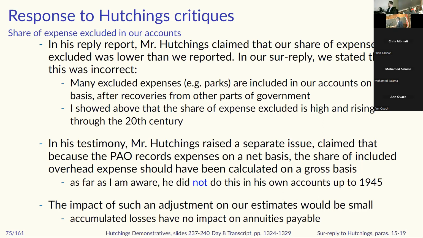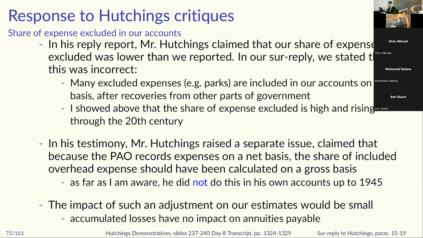So at 4:30 in the afternoon, I'm debating with myself how much time to talk about that issue, but it was newly presented in his testimony. I did not have any sense of that objection in his reply report. I also do not have any sense that when he created his own accounts prior to 1945, he did what he's suggesting here should have been done. Because of course there was some netting of expense, even in the pre-1945 period. I don't recall him ever saying that he adjusted for the netting of revenue against expense in his own overhead accounts.